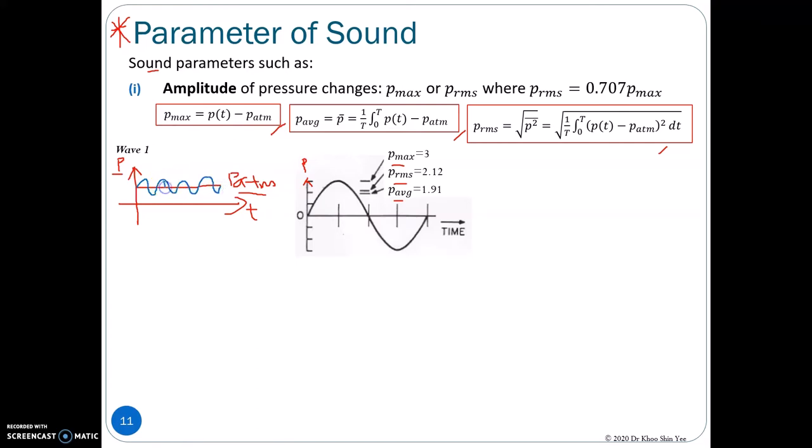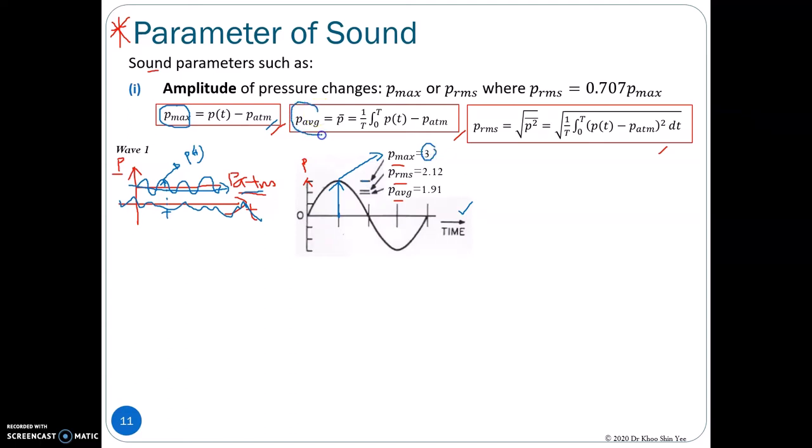To find the maximum pressure here, you need to take the P at a particular moment minus the PATM. So this will give you the maximum pressure. If you put the T axis located at the PATM axis here, then you obtain this graph where this is the maximum pressure. So for example, in this case, you measure it to be 3.